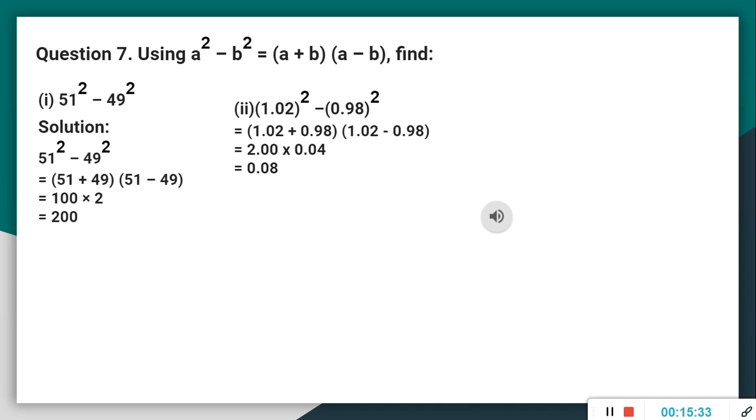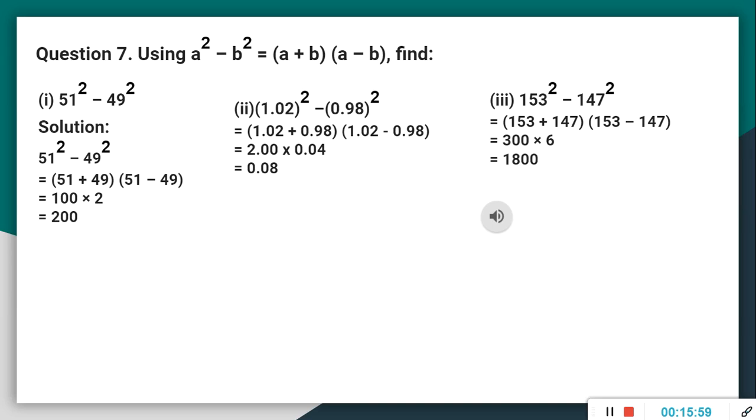Now third one is 153 square minus 147 square. Here a is 153 and b is 147. Now add a plus b and then subtract a minus b. So 153 plus 147 into 153 minus 147. So here 153 plus 147 is 300. Then the difference is 6. So 300 into 6, 3 6s are 18, putting 2 zeros.